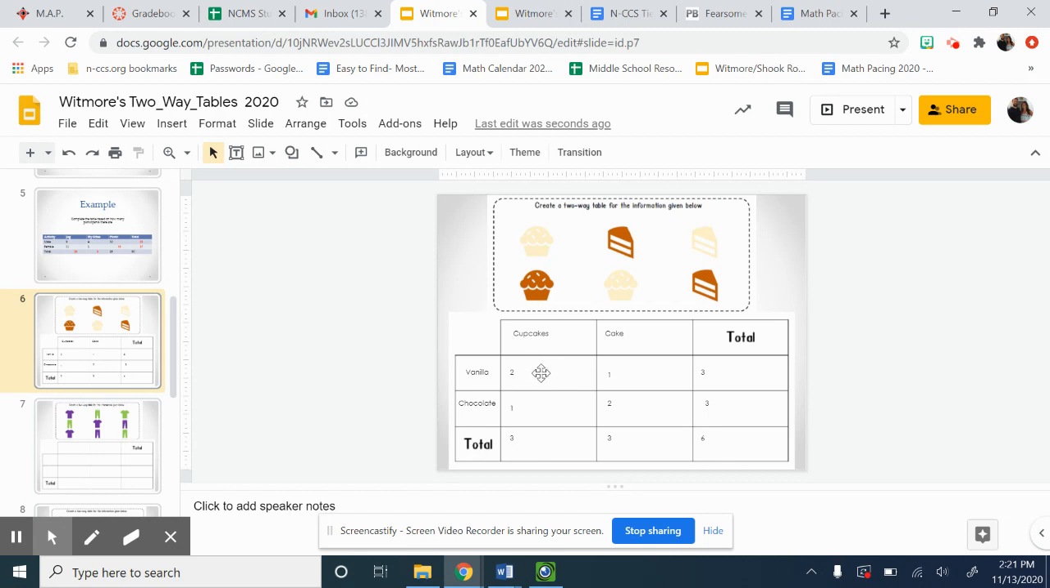If it's asking you just out of the cupcakes how many are vanilla, you do 2 out of just your cupcake total.